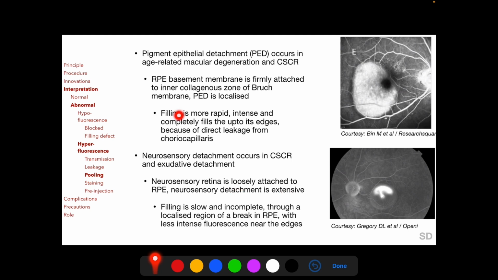So the filling of the PED with fluorescein is more rapid, intense and complete, and occurs up to its edges because of direct leakage from the choriocapillaries. Whereas filling is slow and incomplete in neurosensory detachment, as it occurs through a localized region of a break in retinal pigment epithelium, with less intense fluorescence near the edges of the neurosensory detachment.